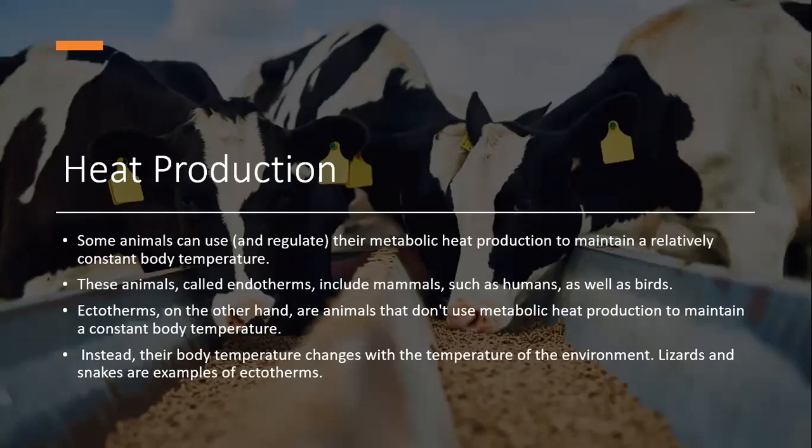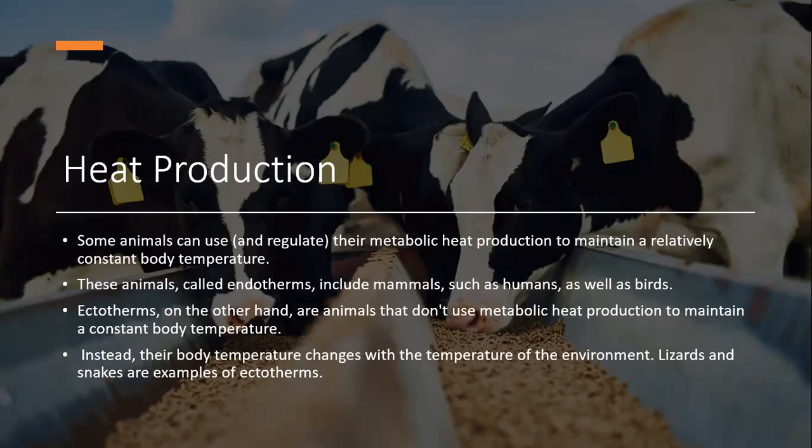Ectotherms, on the other hand, are animals that don't use metabolic heat production to maintain a constant body temperature. Instead, their body temperature changes with the temperature of the environment. Examples of ectotherms are lizards and snakes. So if the place is cold, the inside of the lizard is going to be cold as well. If the place is hot, the inside of the lizard will be hot as well.